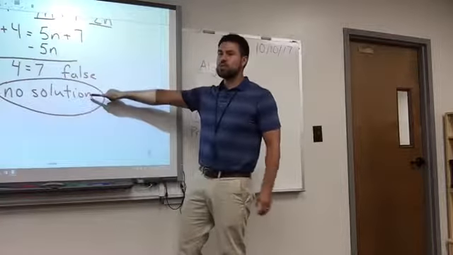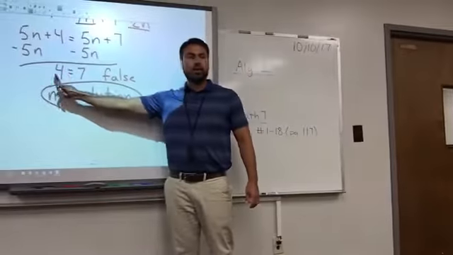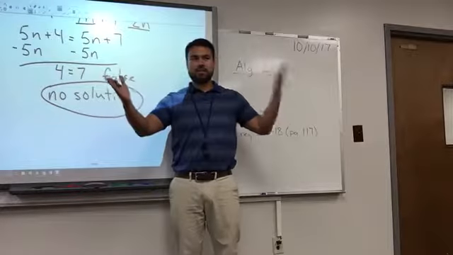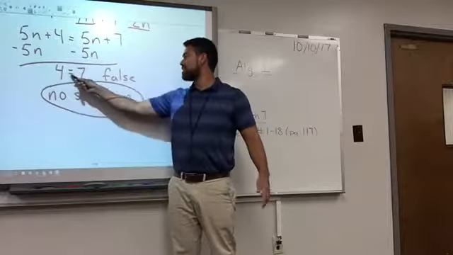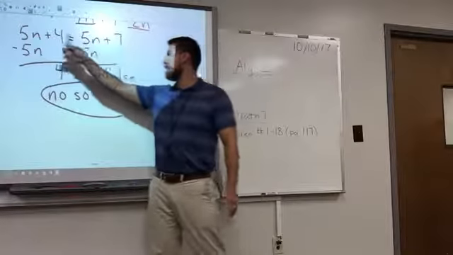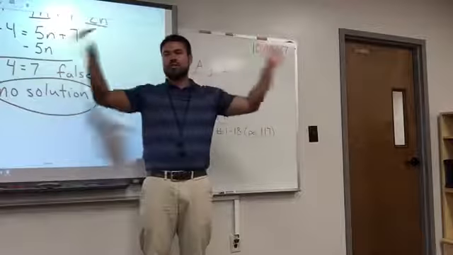How do I know it's no solution? All you have to do is this. If you see that you have an equation that is completely false, I hope you know that 4 does not equal 7. If that is completely false, it has to be no solution. There is no number that I can put into the equation to make it true. No number out there at all.